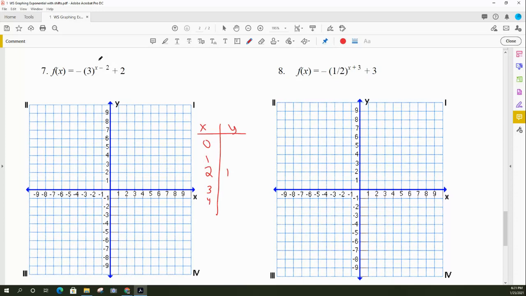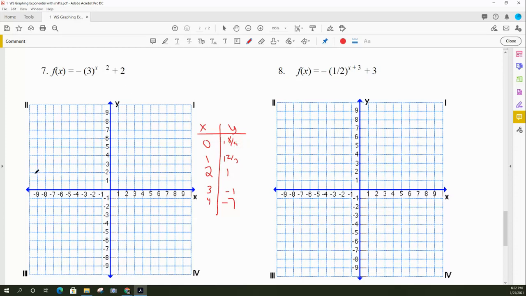Plug in 3. 3 minus 2 is 1. So 3 to the first is 3. So now you have -3 plus 2, which is -1. Plug in 4, you get 2. 3 squared is 9. -9 plus 2 is -7. Plug in 1, I'm going to get 1/3. -1/3 plus 2, 1 2/3. Plug in 0, you get 1/9. -1/9 plus 2 is 1 8/9.